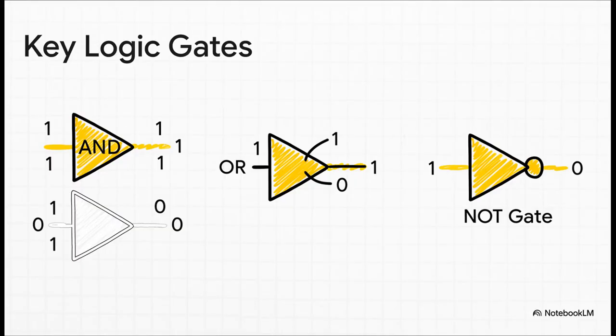Let's look at the three most basic ones: AND, OR, and NOT. An AND gate is very strict. It only outputs a 1 if both of its inputs are 1. An OR gate is more relaxed. It outputs a 1 if at least one of its inputs is a 1. And the NOT gate is the simplest of all. It's just an inverter. It flips the input. A 1 becomes a 0, a 0 becomes a 1.